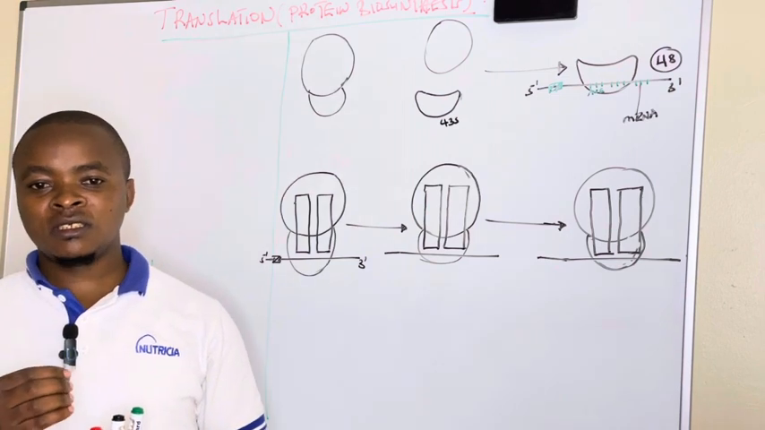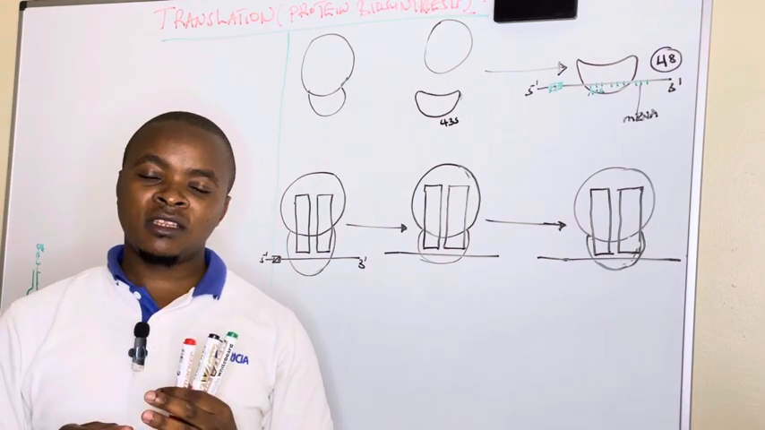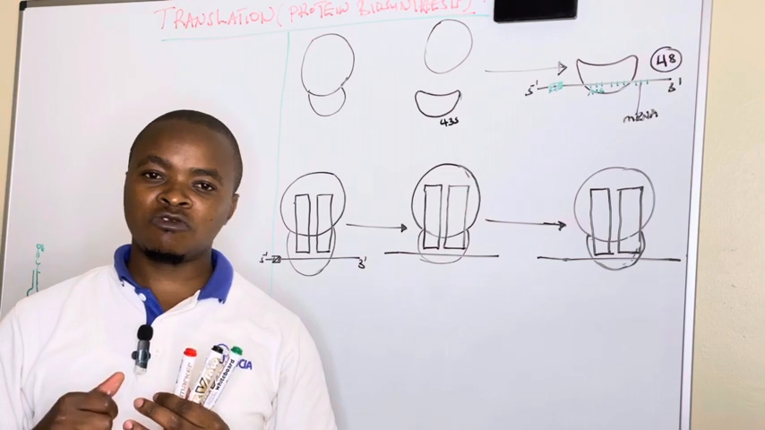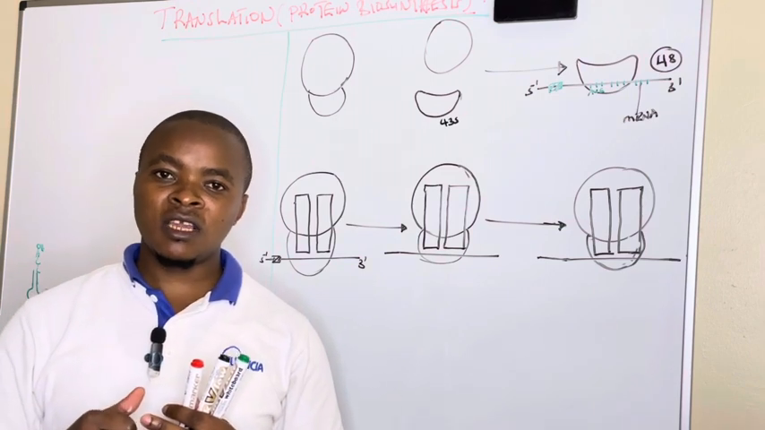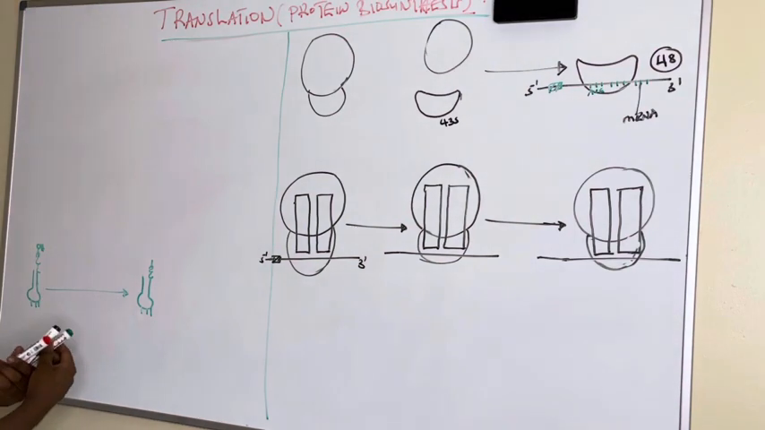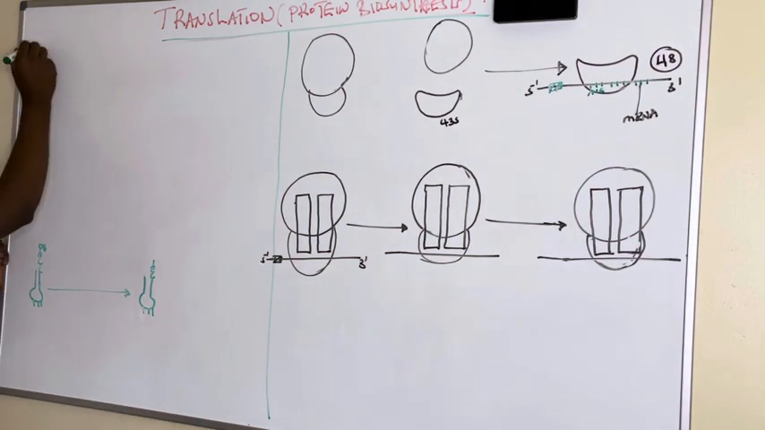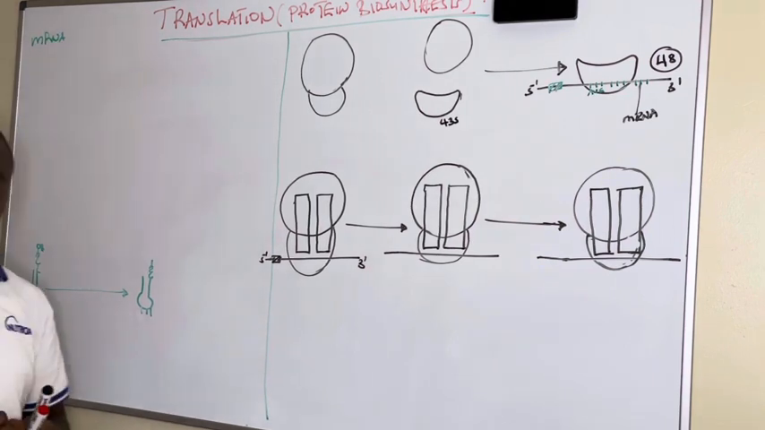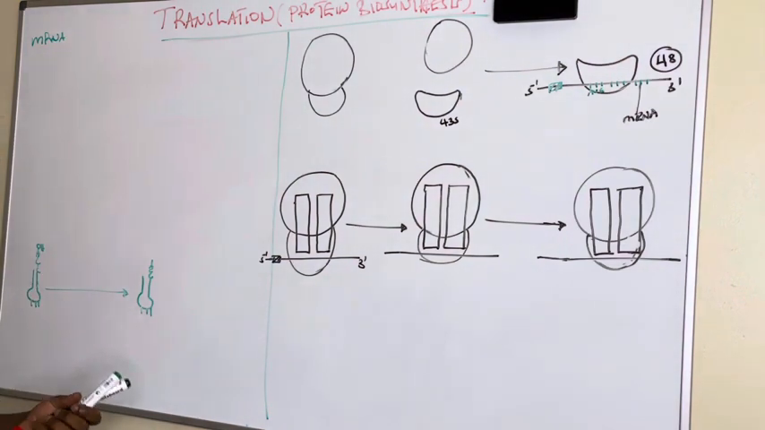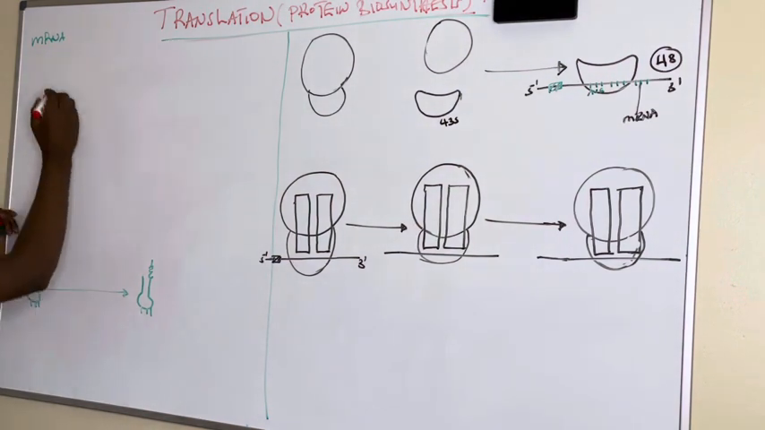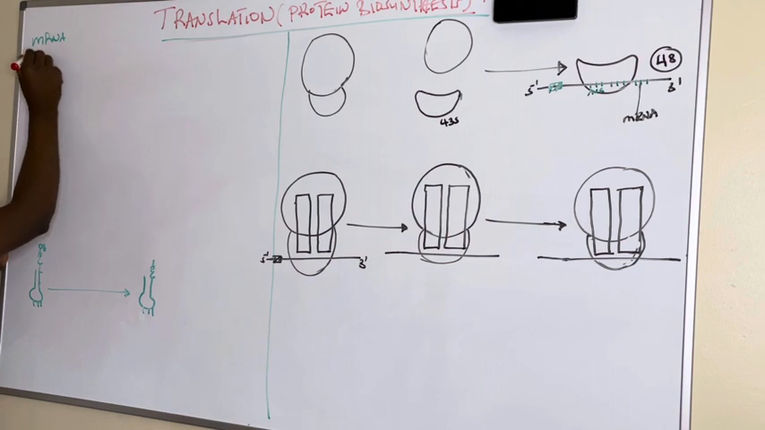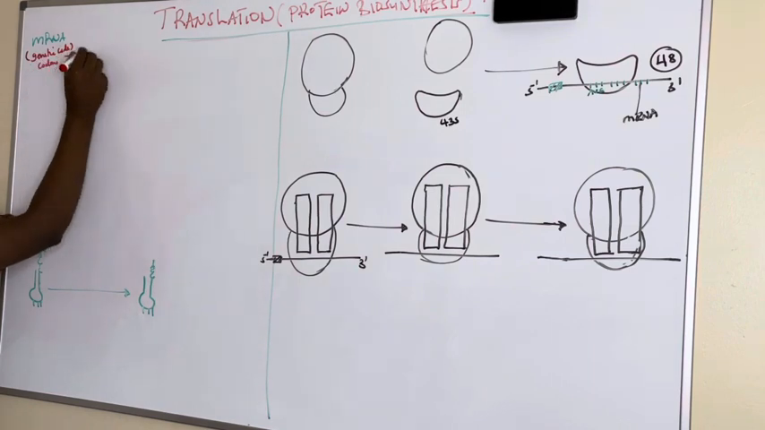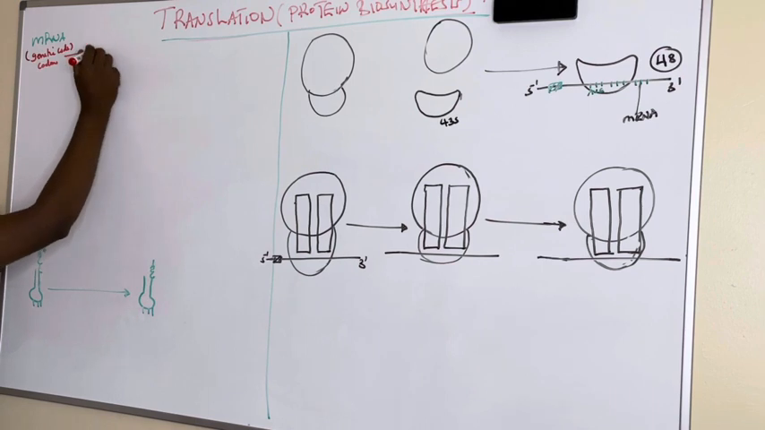So translation is part of the central dogma. In the beginning, we saw replication, we saw transcription, and today we want to see how we use the products of transcription, that is mRNA. Whenever you have messenger RNA, transfer RNA, and ribosomal RNA, how do we utilize them by using the information that is the genetic code on mRNA? The genetic code, which is in the form of codons, how do we translate it, or how do we use it to form a new protein?